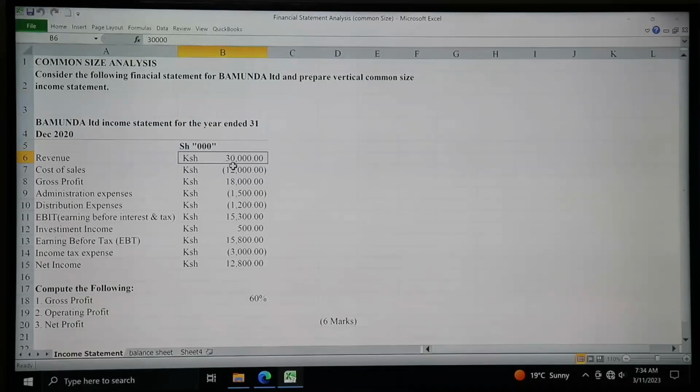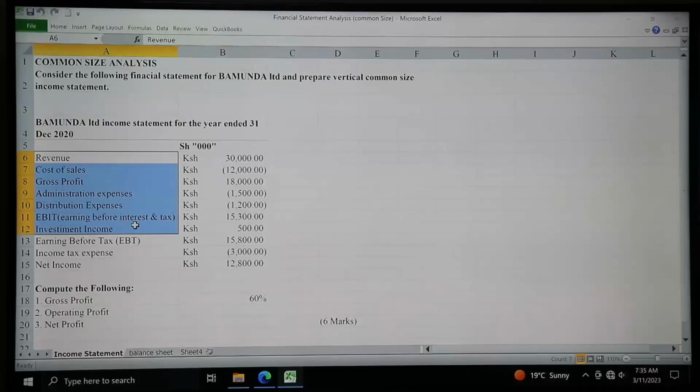The reason why we need to check on this is that in vertical common size analysis, we are given data to compute the gross profit percentage, the operating profit percentage, and the net profit percentage. Considering this financial statement, you're supposed to prepare that common size income statement, and we end up with those margins, those ratios down there.